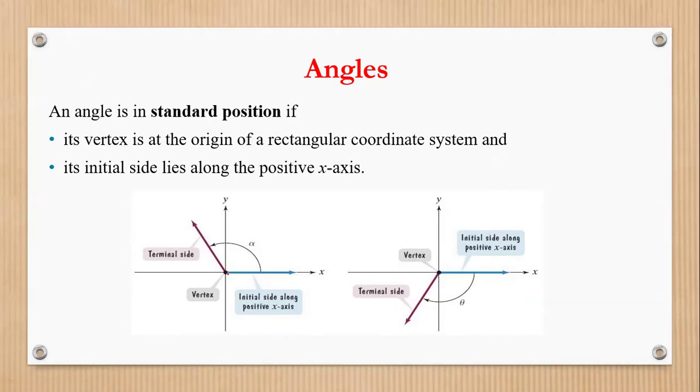We can have the terminal side in any other quadrant, and we can form angles in any direction. We can go counterclockwise, or we can form an angle which is clockwise.